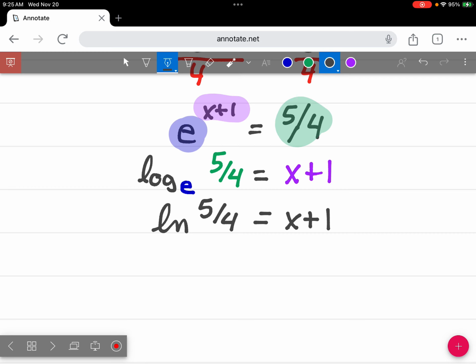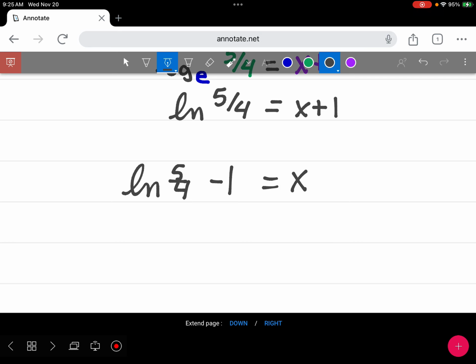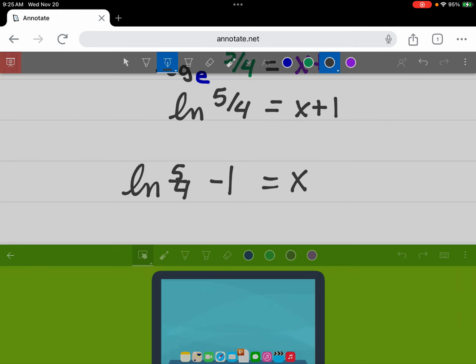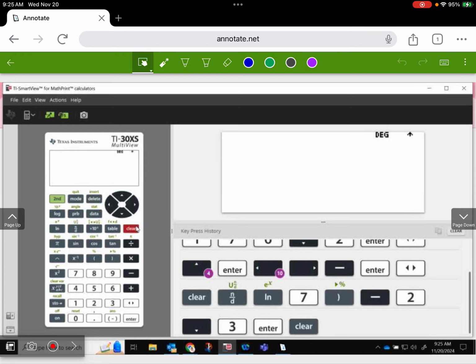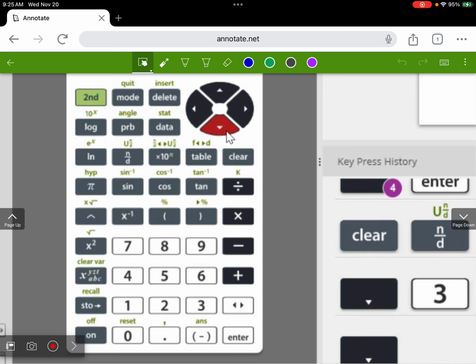Then what? Subtract 1. So we've got our natural log of 5/4 minus 1 equals x. And again, if I need a decimal approximation, we put it in the calculator. And luckily, these calculators can do funky logs like this. So we're going to have our natural log of the fraction 5/4. Just make sure we close it before we subtract our 1.